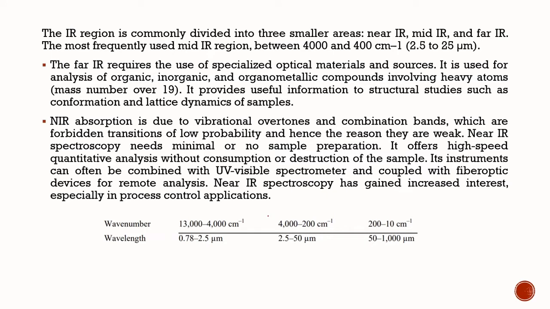The IR region is divided into three, that are near IR, mid IR and far IR. The far IR region requires specialized optical materials and sources, whereas the near IR region is due to the overtones or combination bands that we will discuss later. These are the forbidden transitions. The most frequently used IR region is the mid IR region.